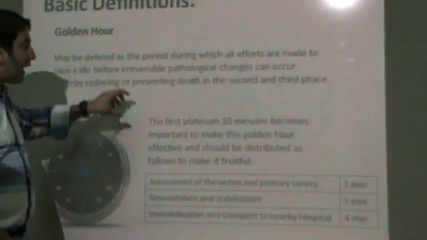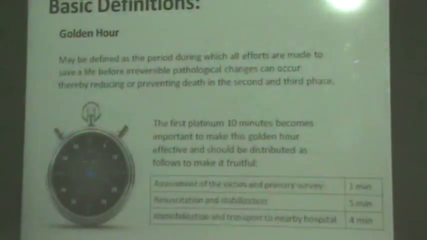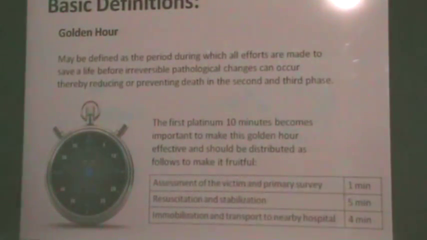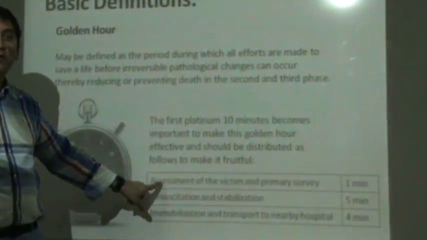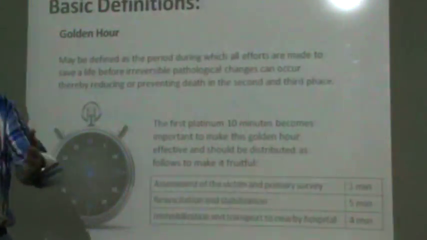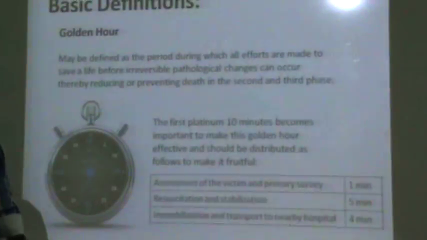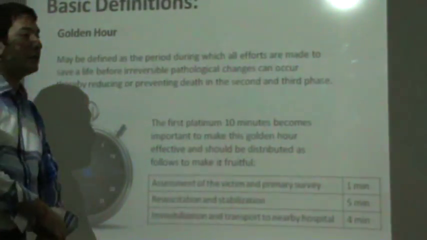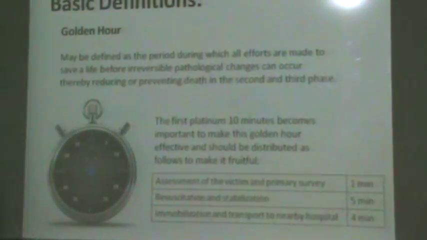Within this golden hour, there is the platinum 10 minutes. They are not golden, they are even platinum. Why are they platinum? Because within these 10 minutes, you have 1 minute to do your assessment. You have 5 minutes to do the stabilization of the patient, and then you have 4 minutes to transfer this patient to the nearest hospital. So those are the 10 minutes, the platinum 10 minutes.